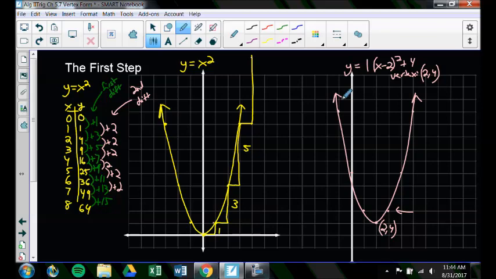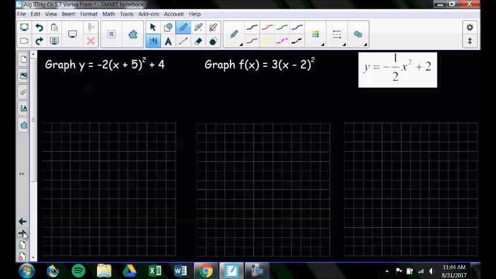Now this pattern will change if you have an a value that isn't 1. So it usually goes, from the vertex, up 1, up 3, up 5, up 7. But now we can always multiply that by the a value. So it's actually going to go down 2, down 6, down 10, down 14 from the vertex.